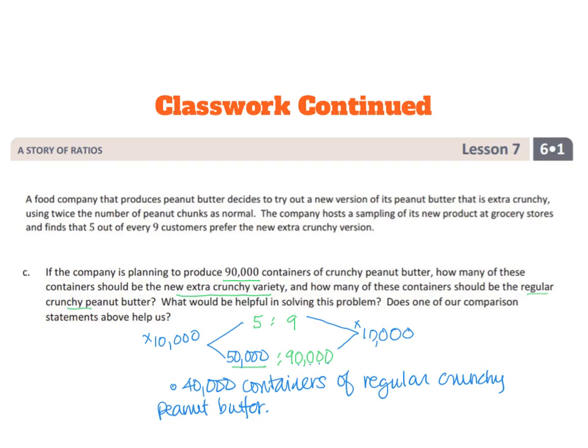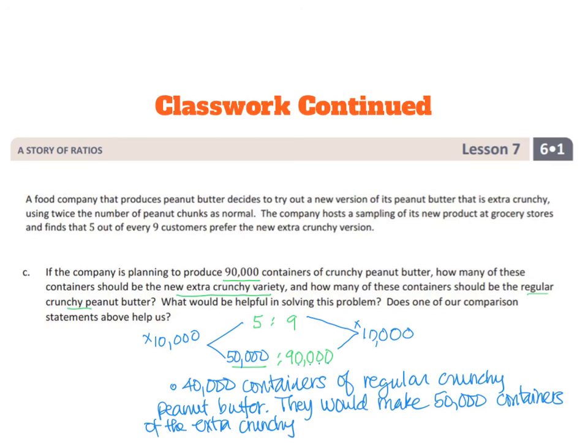And you know what else I didn't do? I didn't put this in a sentence. 50,000 containers would make 50,000 containers of the extra crunchy peanut butter. You didn't know you were going to be writing so much in math, did you? Oh no, maybe you did last year.